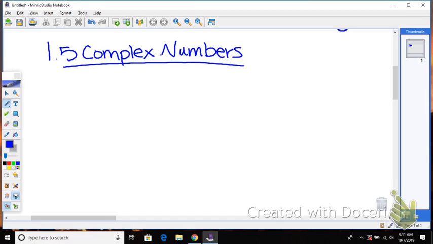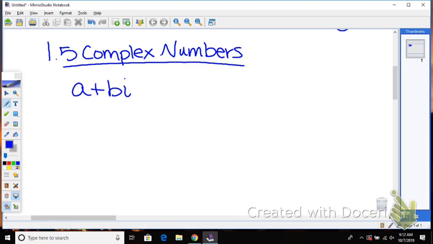So complex numbers are written like this: a plus bi. So what does the i stand for? Does anybody remember? Imaginary. So complex numbers are numbers that are not real. They're imaginary numbers. Does anybody remember how you get an imaginary number? Like a negative square root. Yep.